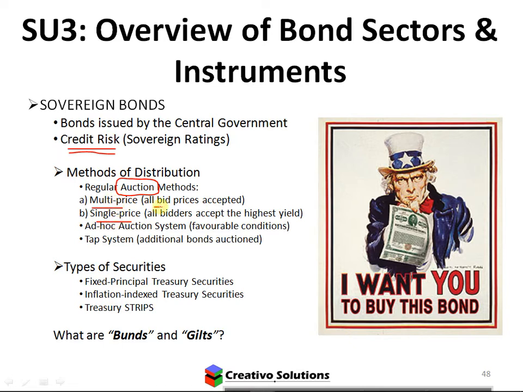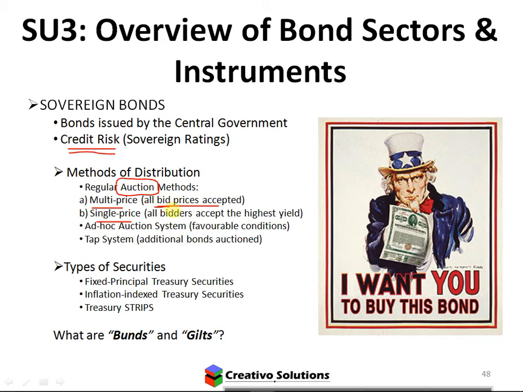Multi-price means all bid prices are accepted. So it's like going to an auction and let's say there's furniture, and everyone's bidding a different price. Everyone will get their prices. In terms of a multiple price, all bids are accepted. So everyone will get their price. All the bids that were made will be accepted.